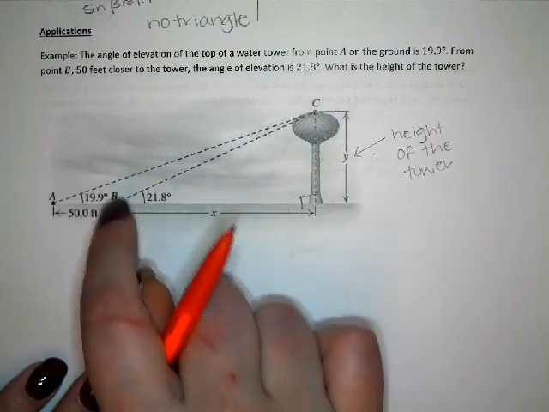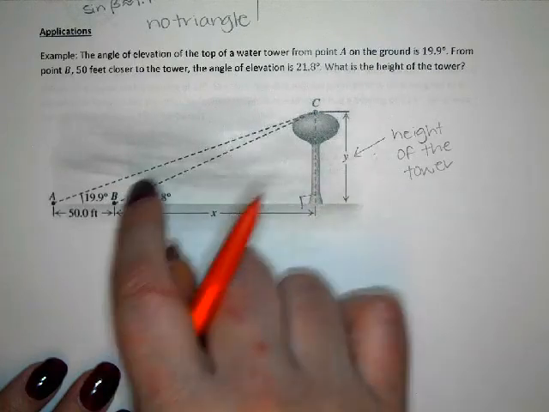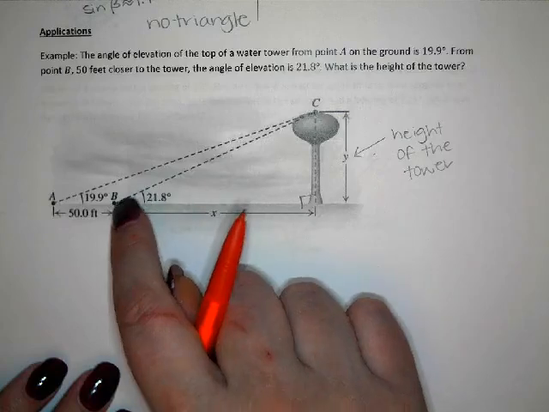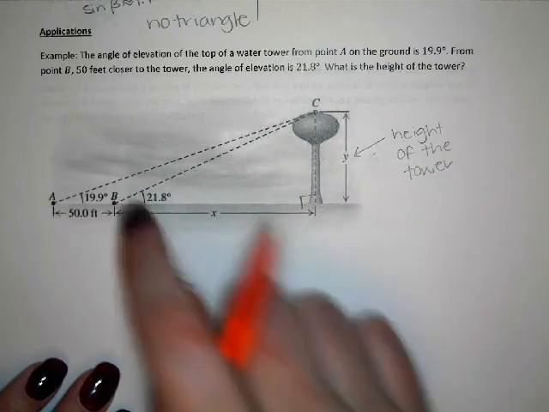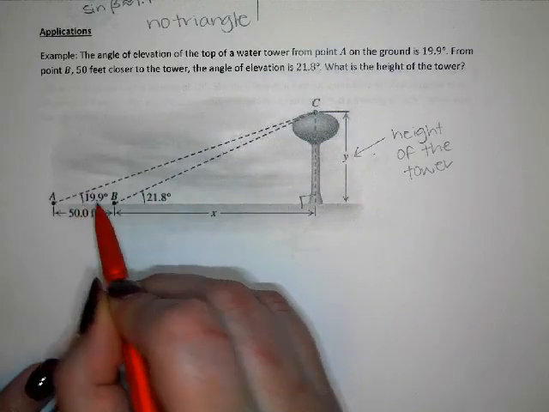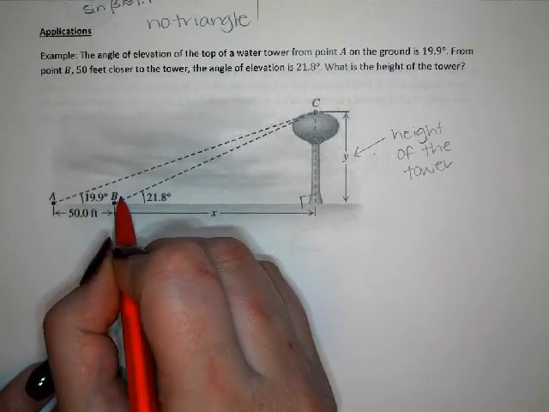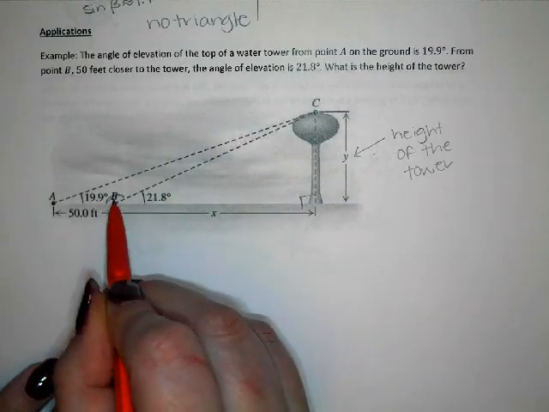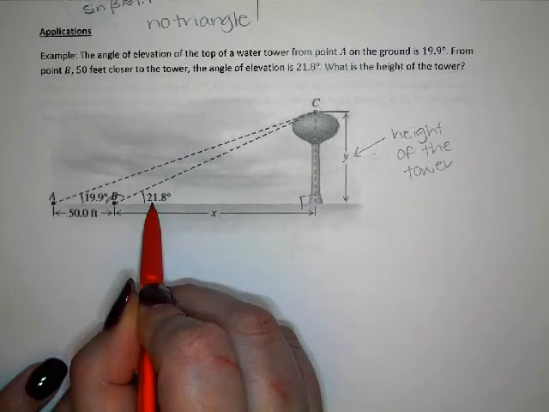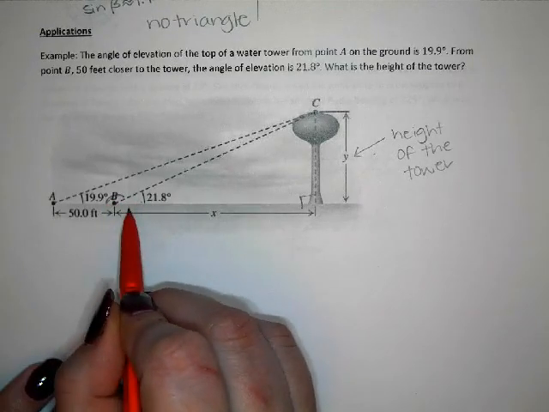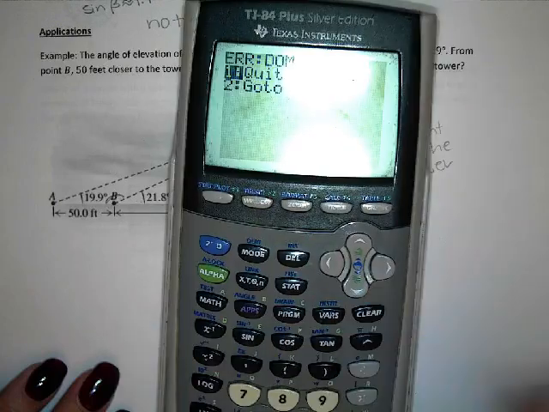So this kind of stretched out triangle has 119.9 degrees right here. It has this kind of big angle right here. And this angle and the 21.8 degree angle, these two together make a straight line. So I know that a straight line is 180 degrees. So I'm going to do 180 degrees minus 21.8. Okay, so that big angle is 158.2.